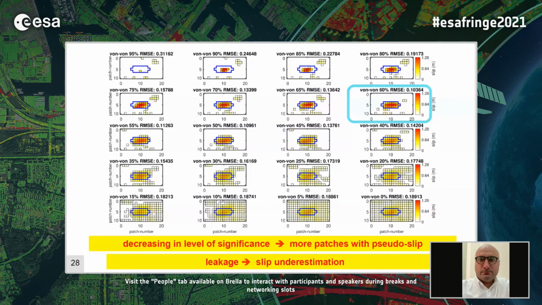And here we see that with decreasing the level of significance, more patches are removed, and when we have a leakage problem, the slip was underestimated a lot. So this hypothesis testing works very well here to identify exactly where the rupture area is and estimate the slip better. Next slide, this is just how we choose this significance level of the test.